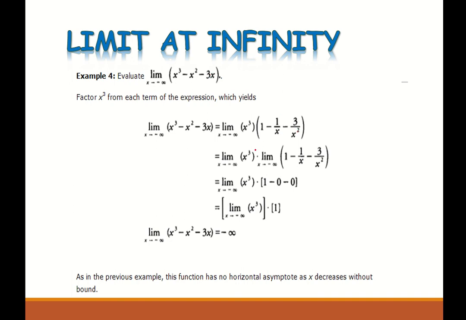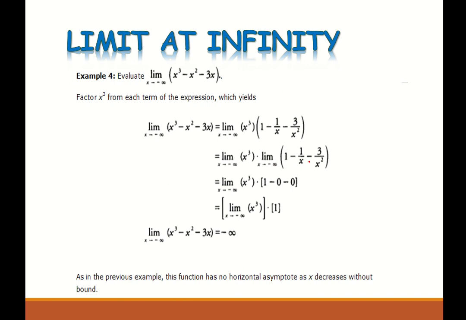Okay, so we have now the limit of x cubed times this quantity. Because it is a limit of a product, you can take the individual limit of each factor. So that's why we have here the limit of x cubed as x approaches negative infinity, multiplied by the limit of this whole quantity as x approaches negative infinity.